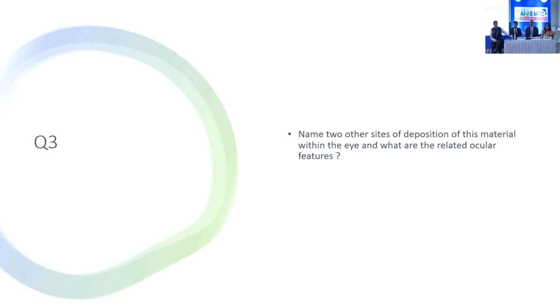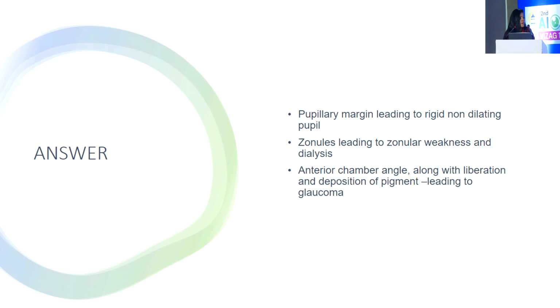Third question is, name two other sites of deposition of this material and the related ocular features. Trabecular meshwork. It can be deposited in the trabecular meshwork causing glaucoma. It can be in the zonules causing zonular weakness and dialysis. It can be in the pupillary margin causing a small and rigid pupil.